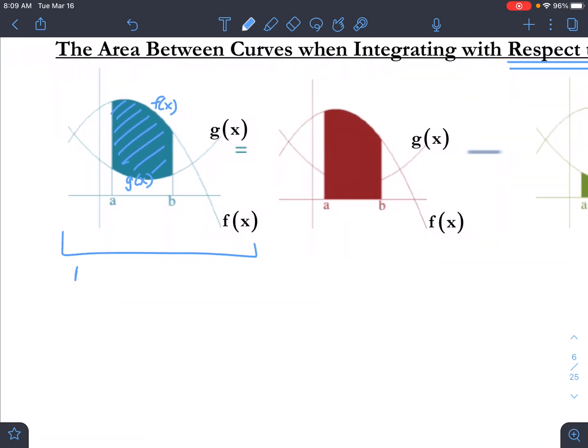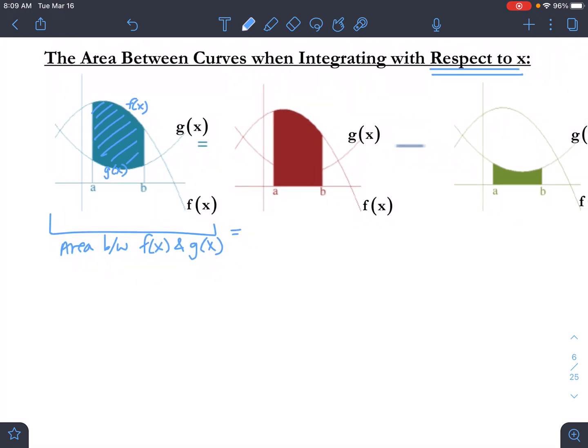Okay, so the area between f of x and g of x. How do we find that? Basically, if I took the integral from a to b of f of x dx, I would end up with all the area below f of x, all the way to the x-axis. So this would be between f of x and the x-axis.